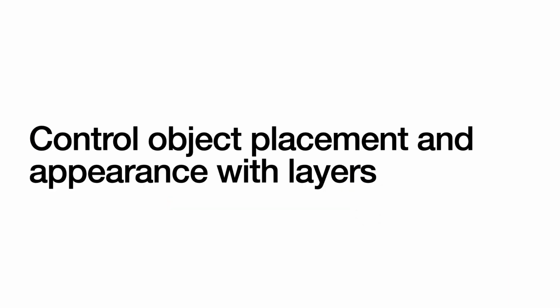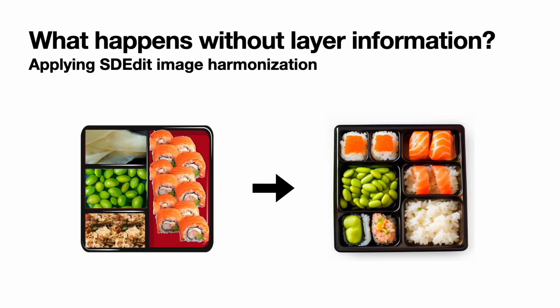Now, how can we use layers to actually control the output of a diffusion model? Plenty of things go wrong when we directly apply SD-Edit harmonization to the input image. Objects can appear in the wrong place, and they can also look pretty different from how they look in the input image. For instance, the ginger from the left disappears, the rice and sushi appear in the wrong regions, and the sushi doesn't look like what I had in mind.